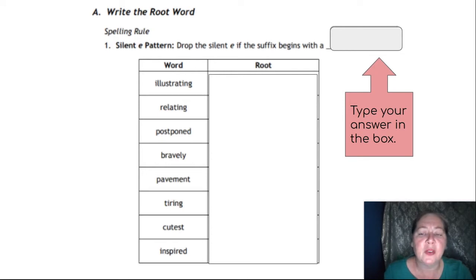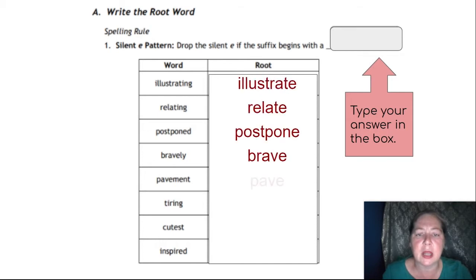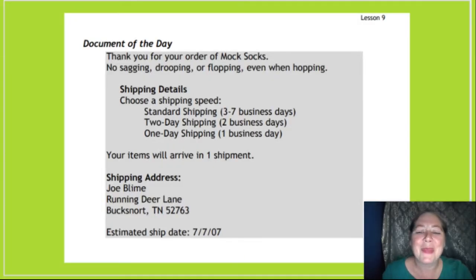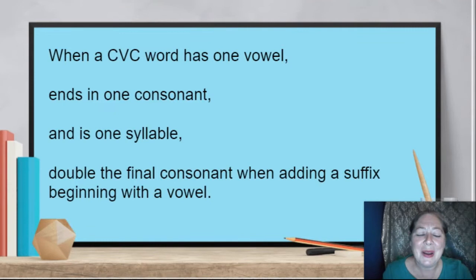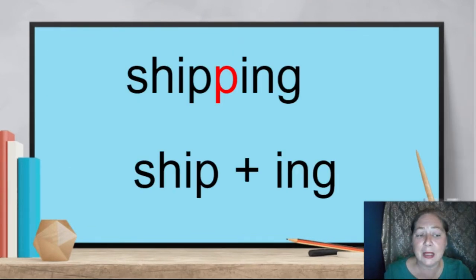There's an opportunity for you to look at these words that have suffixes and say, well, what was the root word before the suffix was added? Add that in, write it in the box. We'll check over it in our slides. There's a document of the day to read. We'll talk about also the doubling rule.